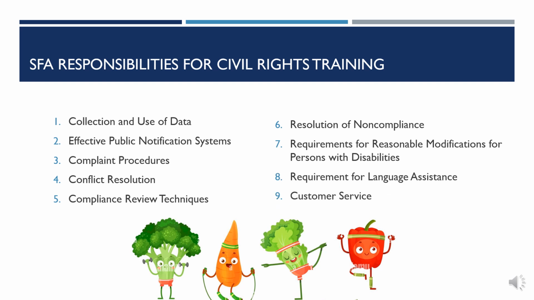The SFA's responsibilities for civil rights training include the following topics: collection and use of data, effective public notification systems, complaint procedures, conflict resolution, compliance review techniques, resolution of noncompliance, requirements for reasonable modifications for persons with disabilities, requirements for language assistance, and customer service. These are the required elements of civil rights training. For some staff, only some of these elements will be a big part of their role, but all staff should be receiving training on all aspects of civil rights compliance.